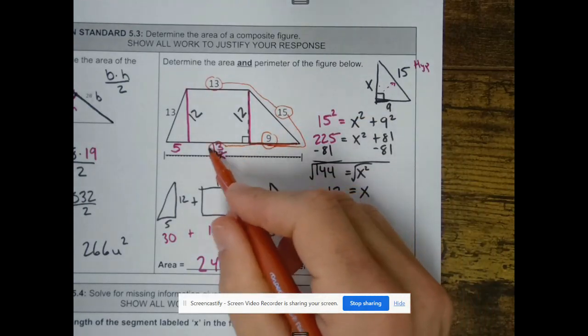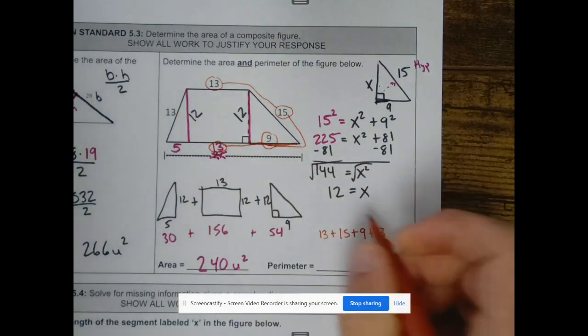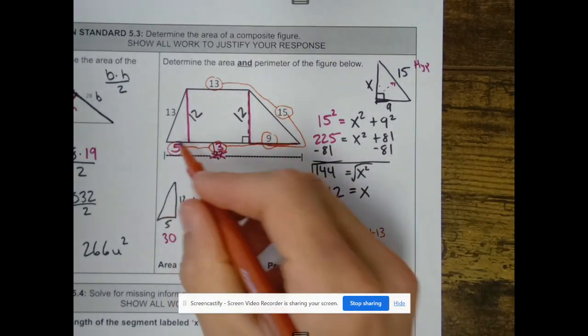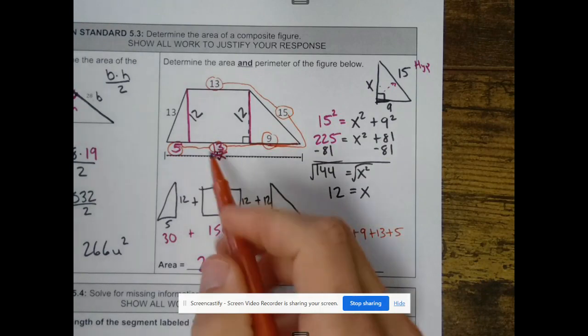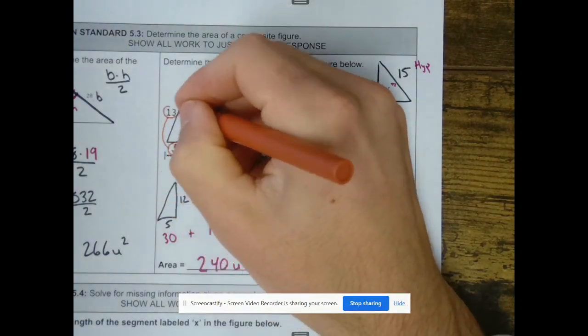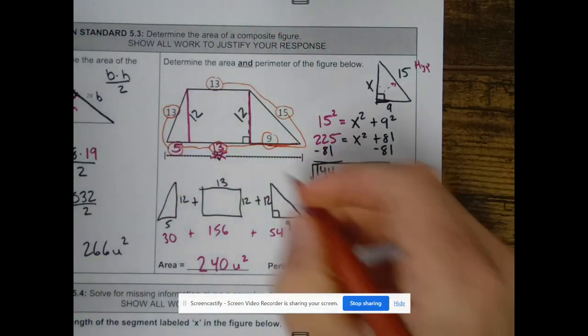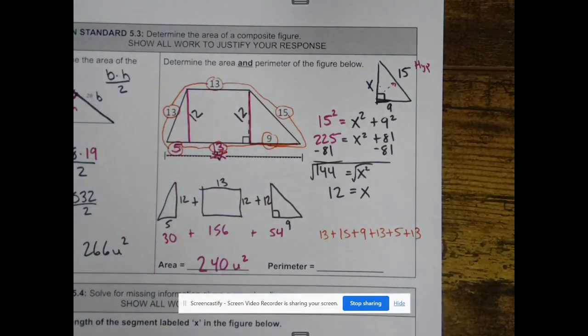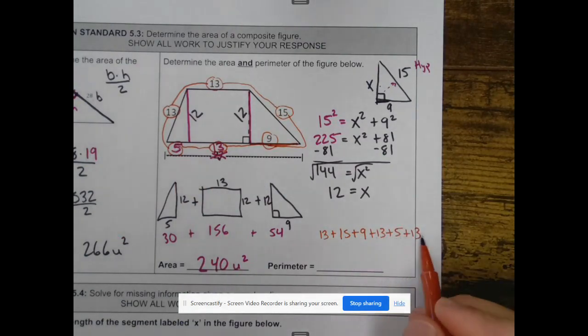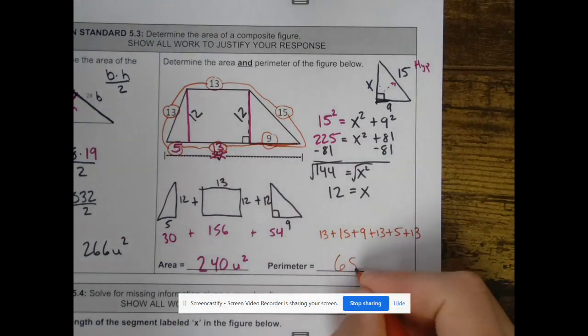Now I hit 13. And I keep going. Now I hit 5. And you see why I crossed off the 27 so I don't double count it. Keep going. I have one more number, plus 13. And look at that. Now I can see I already counted that 13, so I don't double count it. So if I add these all up, 13 plus 15 plus 9 plus 13 plus 5 plus 13, I should get 68 units.